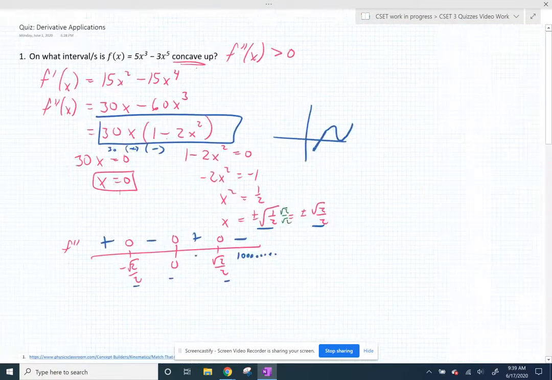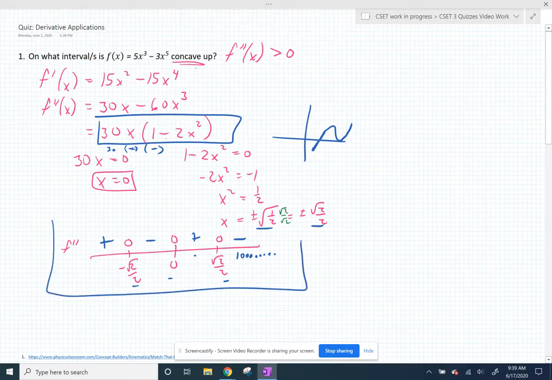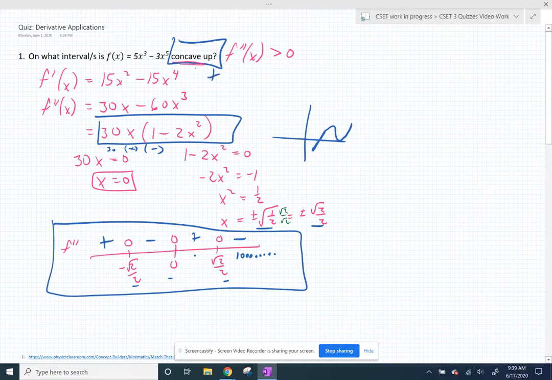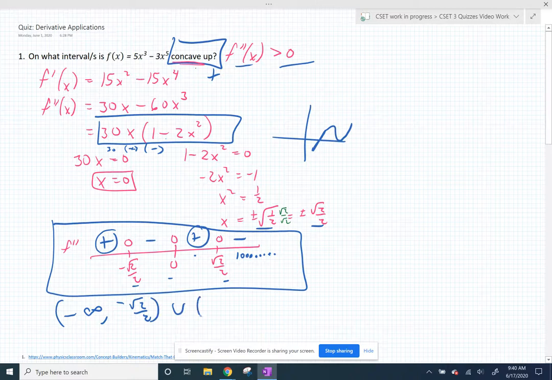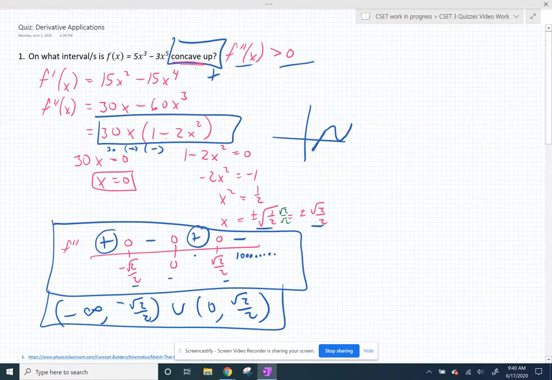But right now, however you get it, these are the signs of f double prime. And I want to know where it's concave up. So I'm looking for the positives, where the second derivative is positive. And so that's here and here. So for any x's that are between negative infinity and negative root 2 over 2, and 0, unite that with 0 to root 2 over 2, and that is our answer. Ta-da!